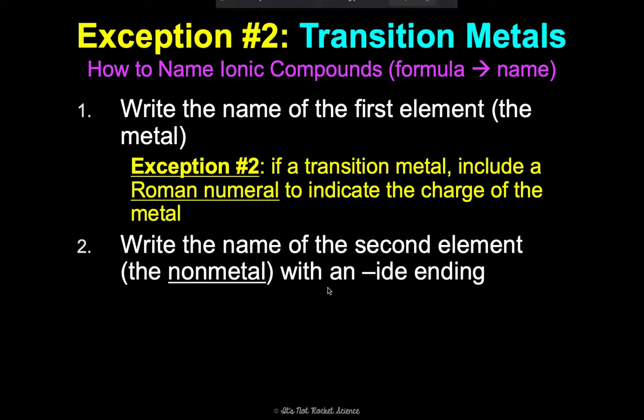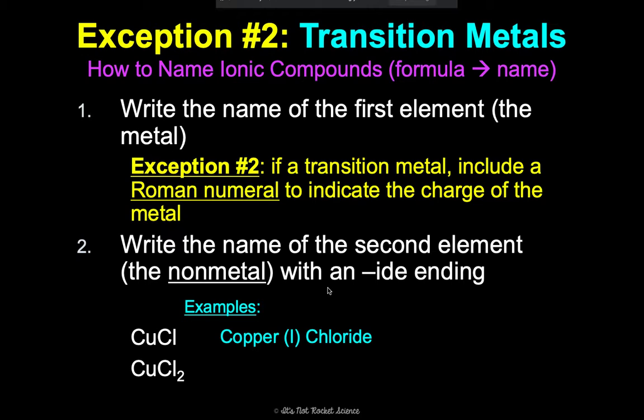Then you're going to write the name of the second element, which is the non-metal with an IDE ending. So again, we're going back to that original rule with the number 2. That one didn't change this time, which is kind of nice. So some examples of this would be copper and chloride. The name would be copper 1 chloride. Here we have CuCl2. This is actually copper 2 chloride. So you can tell based off of this subscript here what the Roman numeral is going to be.